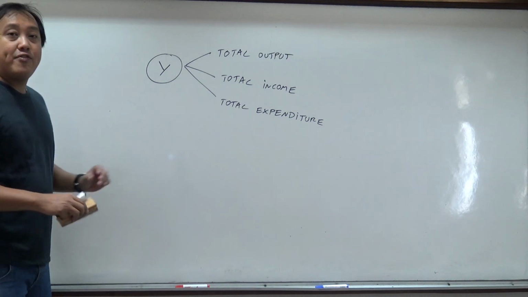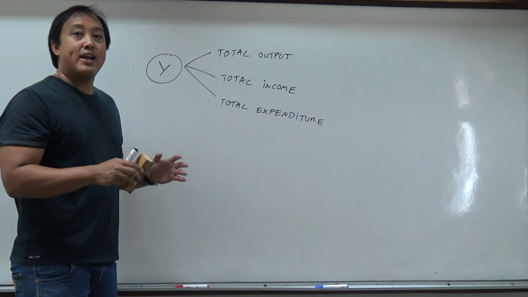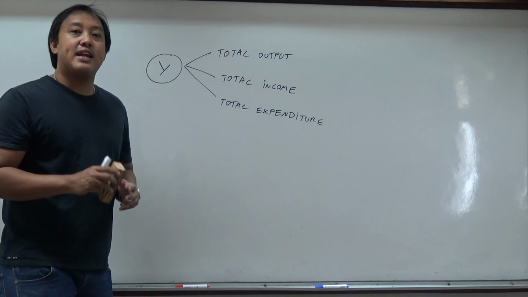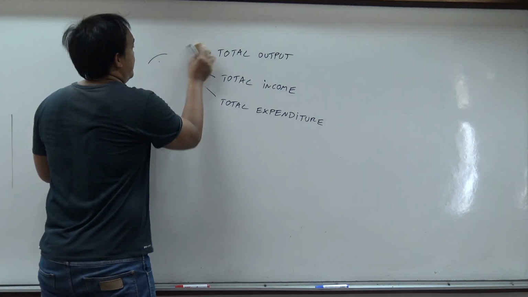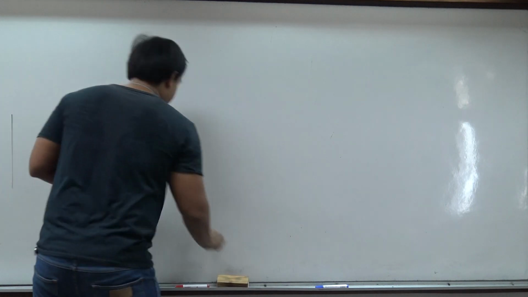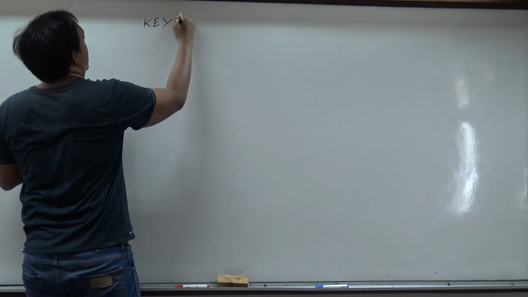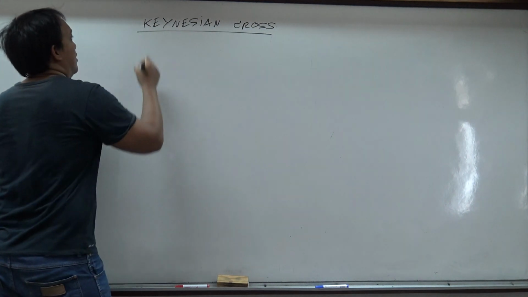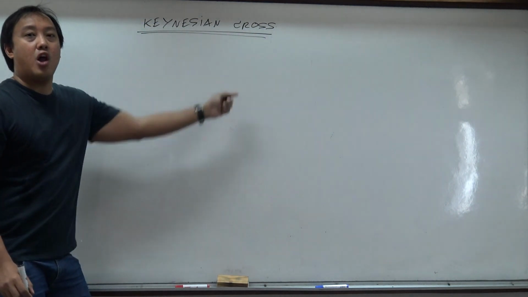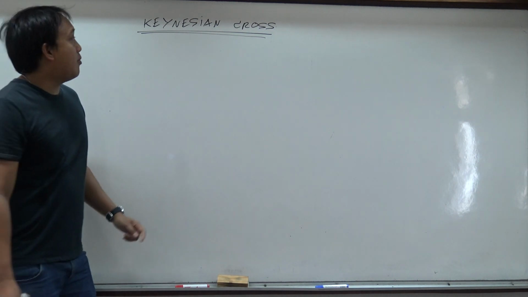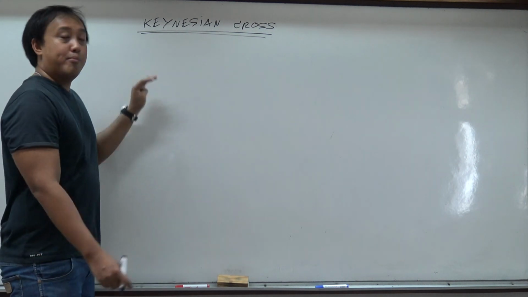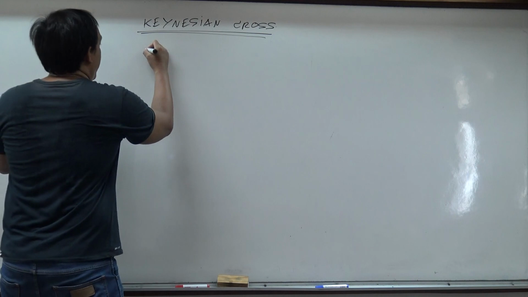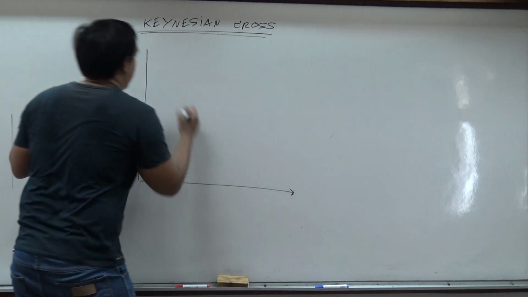For the IS curve, how does the IS curve come about? First, we need to introduce what we call the Keynesian cross model. This is the model that leads to the IS curve. For the Keynesian cross, you're gonna have a diagram like this.